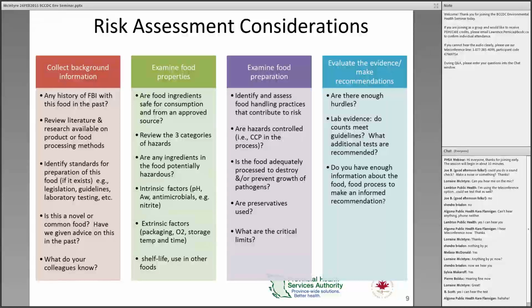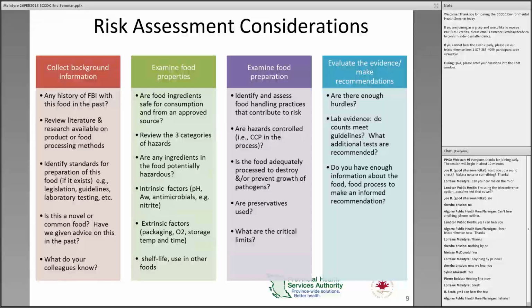So when we're looking at the food properties, the first thing we want to consider is all of the food ingredients in that food. Are they from an approved source? You want to review the 3 categories of hazards. So what are those 3 categories?